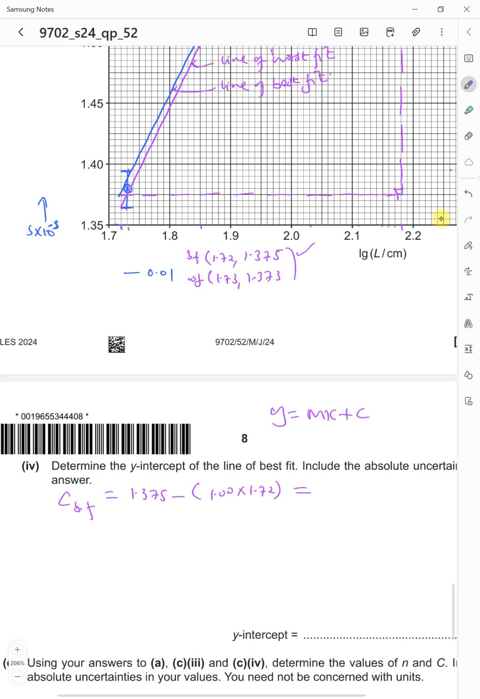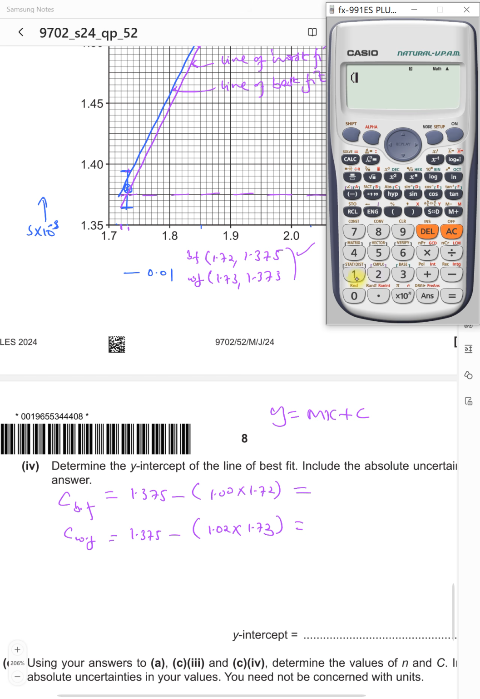So that is going to give me C for best fit. Then C for the worst fit is going to be the y value, 1.375, minus the gradient, which is 1.02, times the x value, which is 1.73. Okay, so I'll check my calculator. So 1.375 minus 1.72.